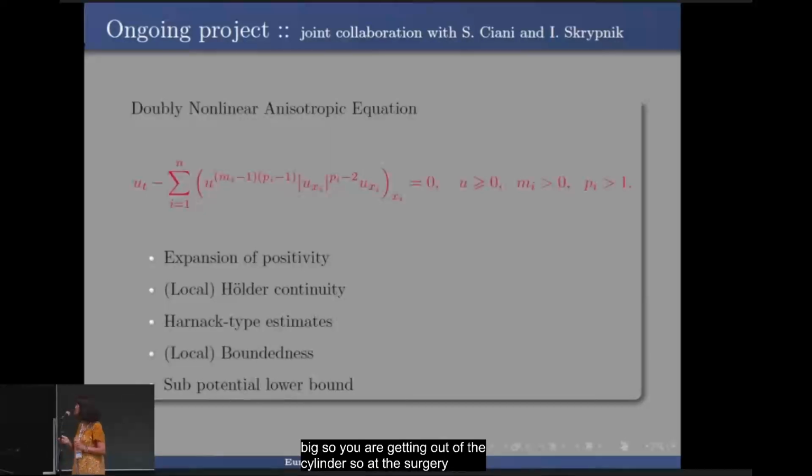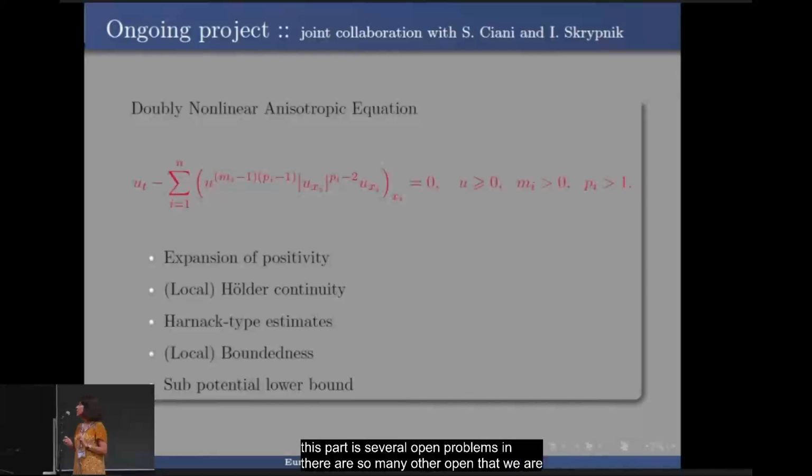Okay, so just to finish my presentation, I'm just talking a little bit about what we are trying to do now. So what we are doing now is mixing the two anisotropic equations. So this is a blend between the porous medium and the p-Laplacian in the anisotropic setting. What we are trying to do is to prove several regularity results. So I would say that this part is the several open problems, and there are so many others that we are not addressing.